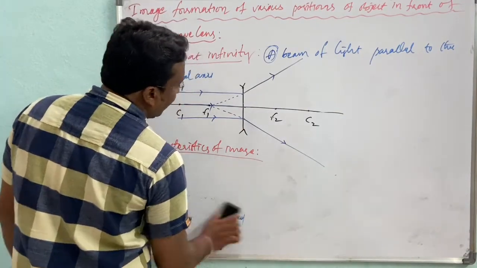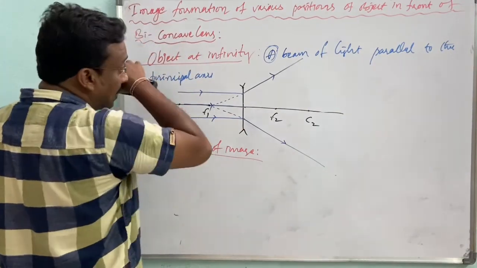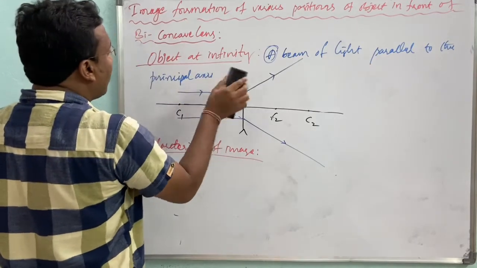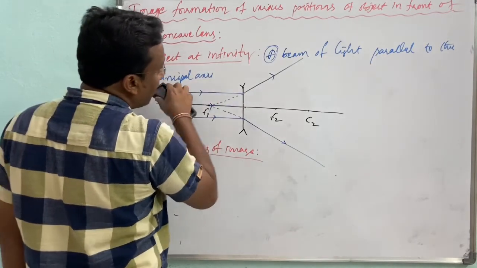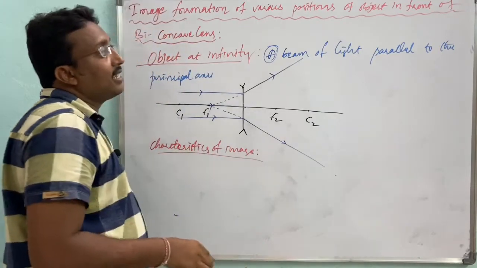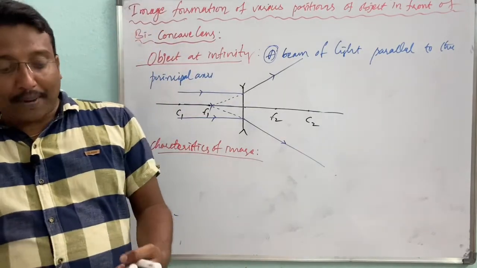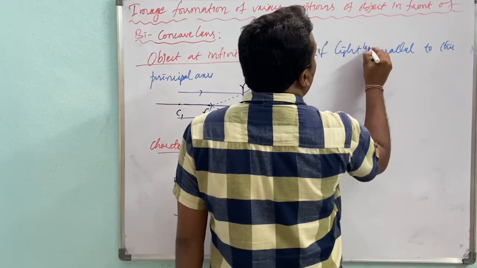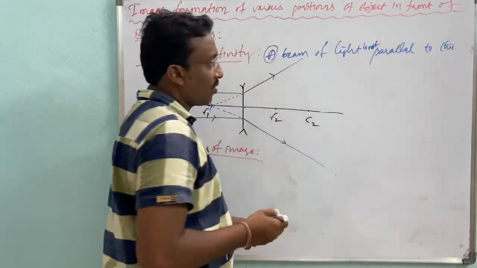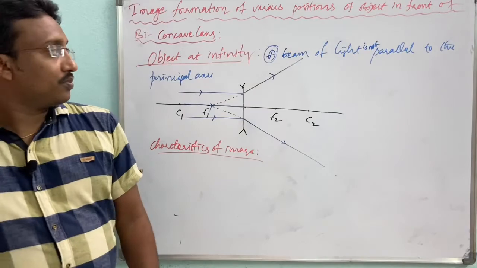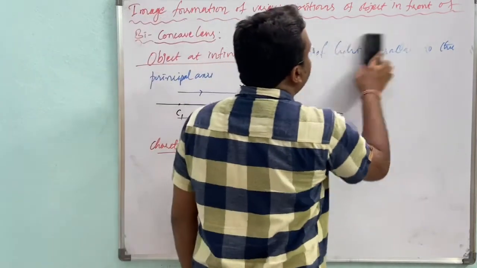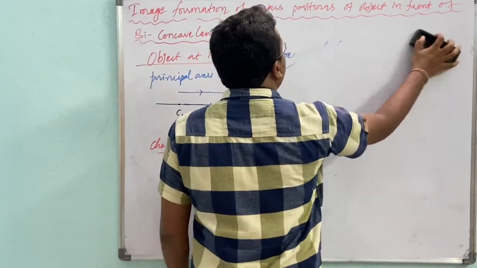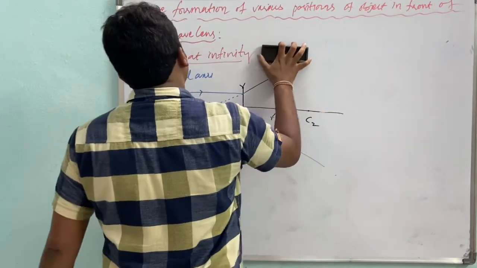What is the second case? Here the beam of light is not parallel. If the beam of light is not parallel to the principal axis, I will write it again completely.